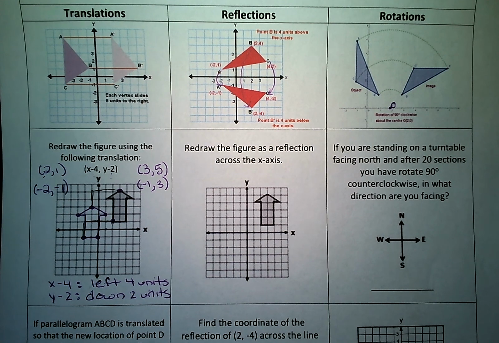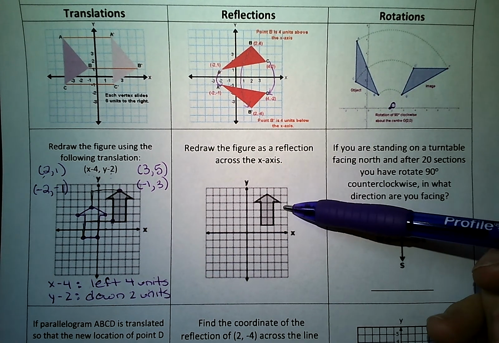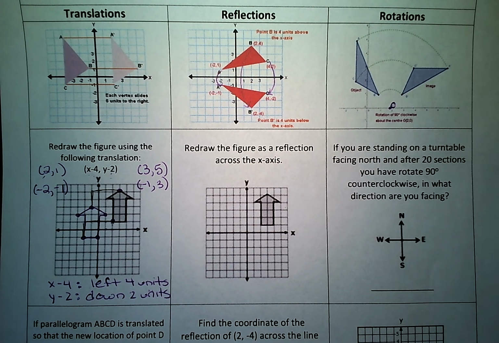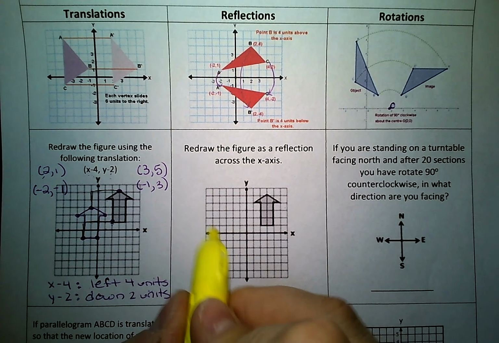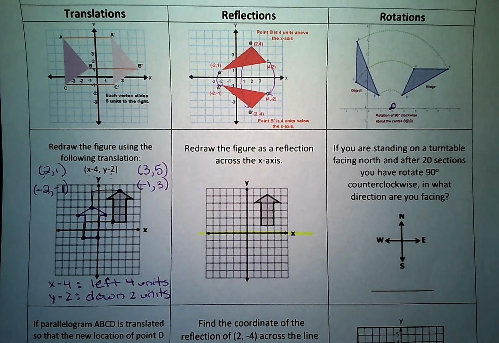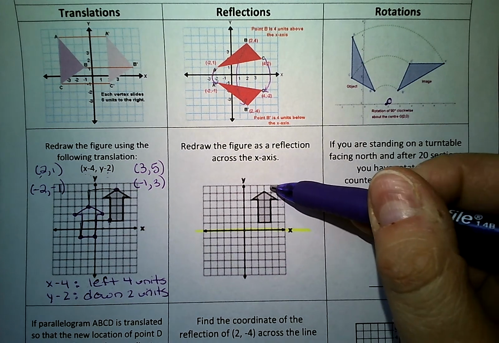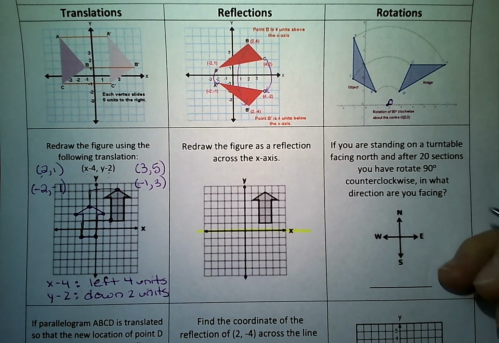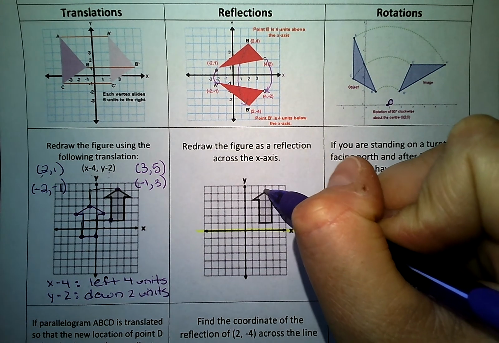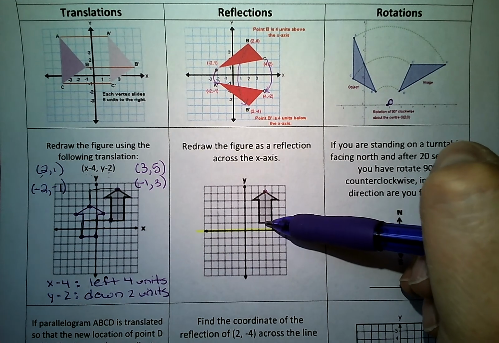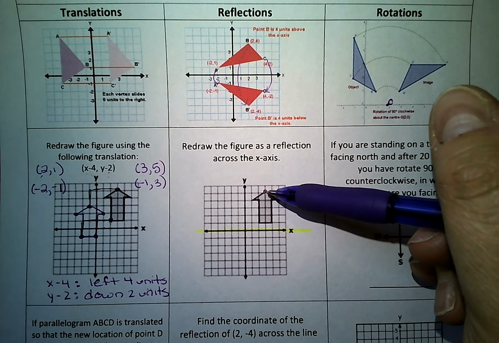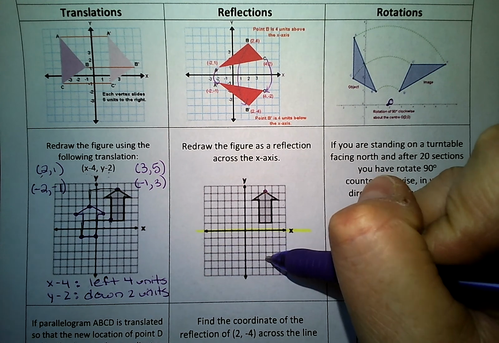Here, we're asked to do the same. We're asked to take this image again, this arrow, but redraw it as a reflection across the x-axis. Highlight the x-axis to give myself a visual here. That means every point on the upper quadrant needs to reflect to the lower quadrant, and it needs to move an equal distance. So let's check this out. Let's start with the very tip of the arrow. This point is 5 units above the x-axis. When the image flips, it will now be 5 units below the x-axis.